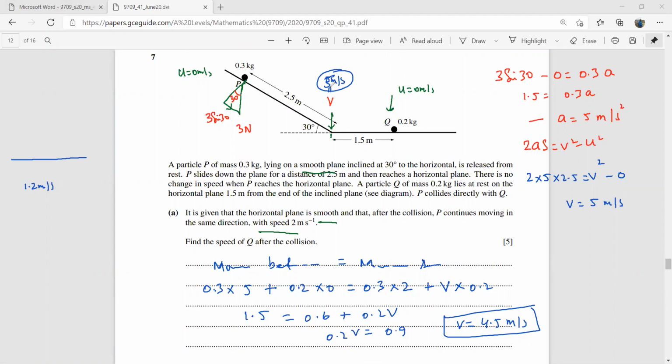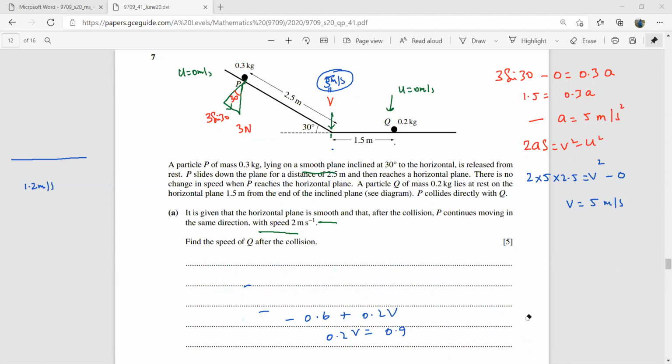What do you think? Will the speed of this particle P remain unchanged when it moves from this point to this point Q? Will the speed remain the same, or will it be changing? Will it be increasing or decreasing? What will happen to its speed? Yes, it will decrease, because now the surface is going to be rough here, right?